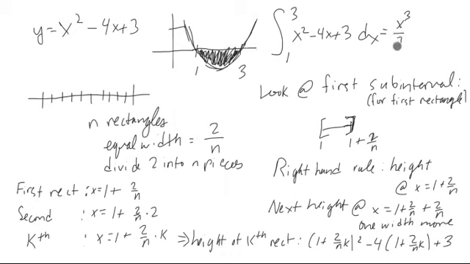X cubed over 3 minus 2x squared over 2, plus 3x, and we're going from 1 to 3. Okay, so on inputting this 3 in here, and inputting this 1 in here, and subtracting, you can check, but you should get -4/3.